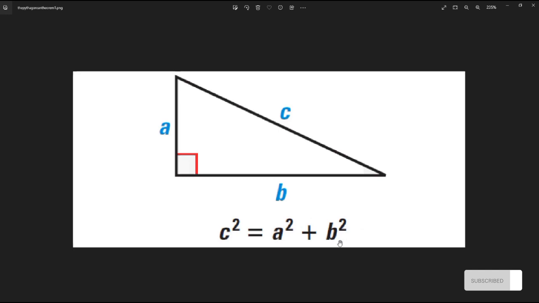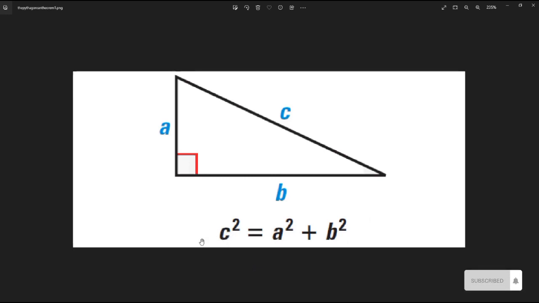Now if I modify this, what I'm going to do is take the square root on both sides. Then the square will cancel out that square root, and the remaining square root will be applied to this part, a square plus b square, and it will be under the big square root. So this is how we are going to calculate the value of the hypotenuse.